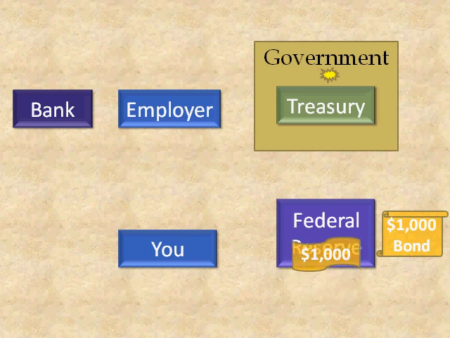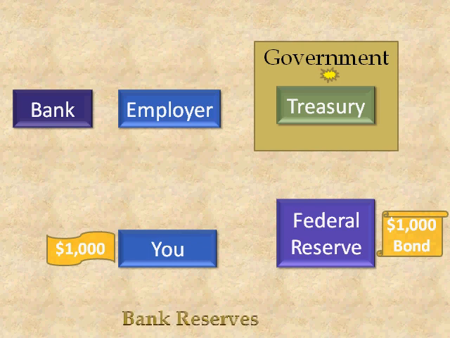So now the next step is that the Fed sends that money to the Treasury, and the Treasury then writes a check and sends it to your employer. Your employer deposits it in the bank and writes another check which sends that money to you. So now you're holding that $1,000 in the bank in your checking account, and this first $1,000 that's backed by this Treasury bond becomes what's called bank reserves.